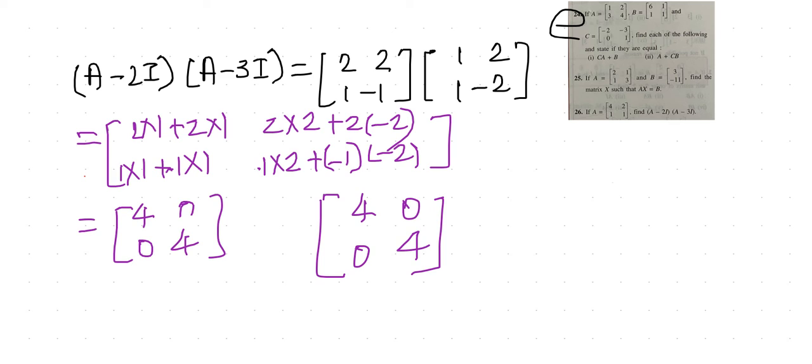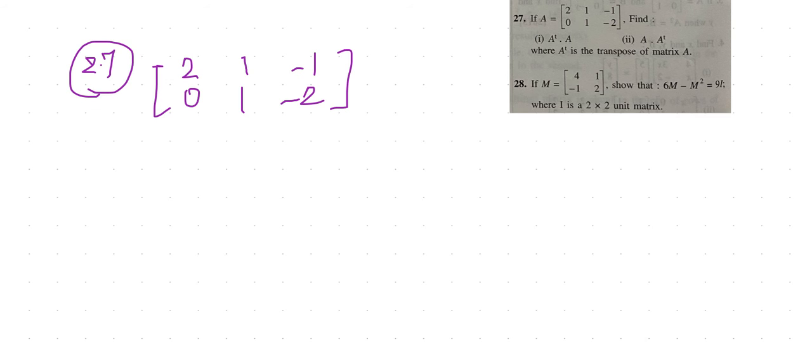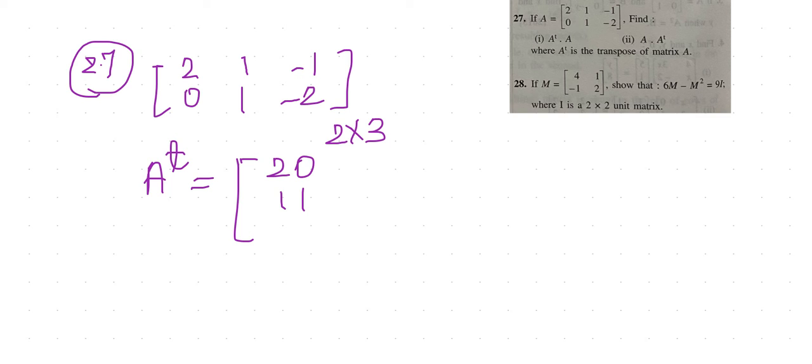Okay, so we will now be moving to question number 27, children. In question number 27, you have been asked to find the multiplication of this. If you see in this particular question, what are they asking? The matrix is 2 0 1 1 minus 1 minus 2. So it is of the order what, children? 2 into 3. And then if you take the transpose, this will be of the order 3 into 2.